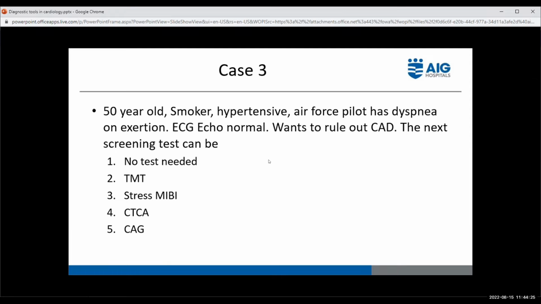In the third one, a 50-year-old smoker, hypertensive and Air Force pilot has dyspnea on exertion. ECG and echo are normal. He wants to rule out CAD. So what is the next test? TMT, stress MPI, CTCAG or CAG.